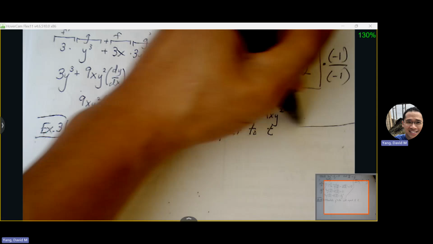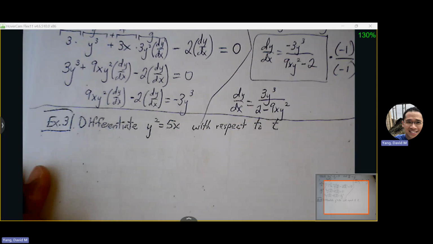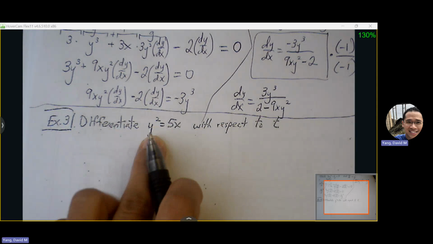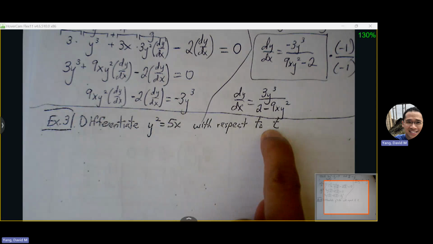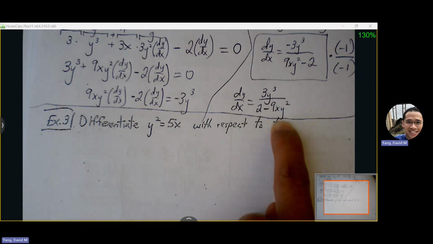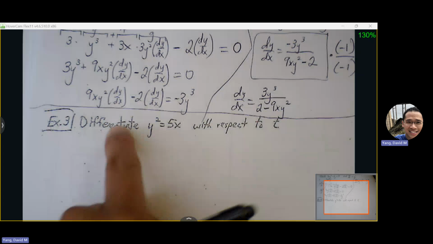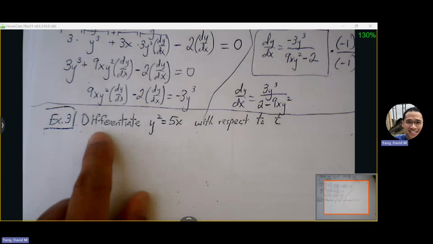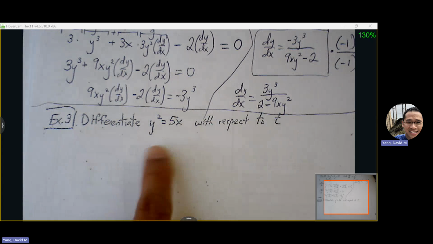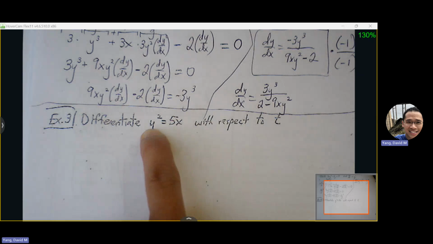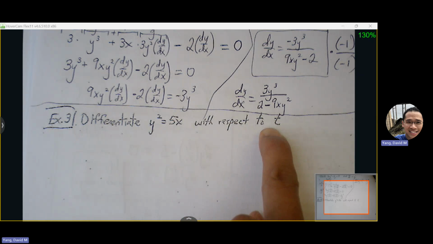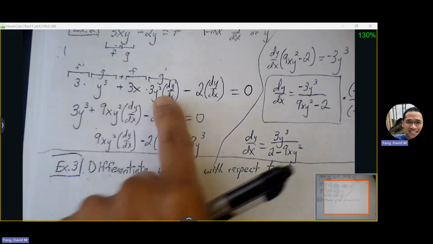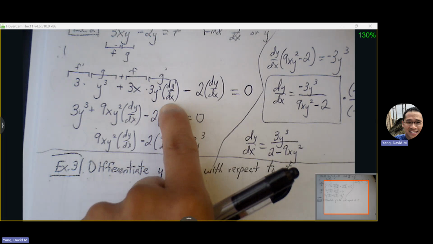Okay, example 3 is really a preview into the next unit. It says differentiate y squared equals 5x with respect to t. Now, everything that we've been doing so far has been with respect to x. X has been our independent variable. But let's say there's a variable t that we don't see in the equation, but that is now the independent variable. So this is going to go into the next unit, which is related rates. The idea is that we're going to find the derivative of each variable, but with respect to t instead of x. So now instead of dy over dx, we're going to get dy over dt.